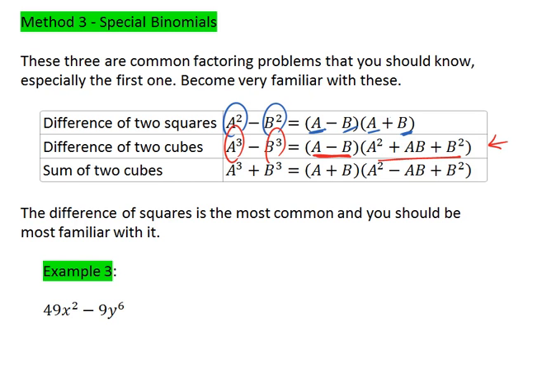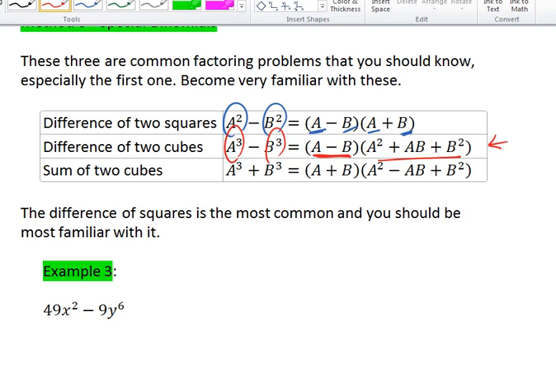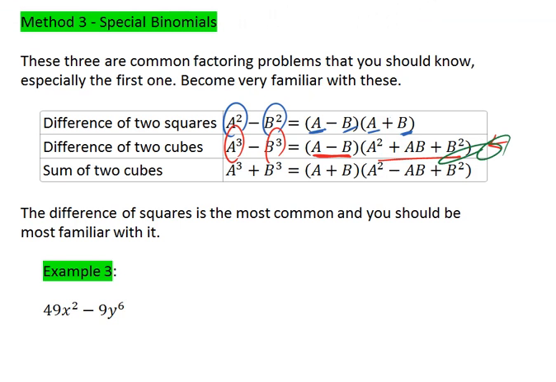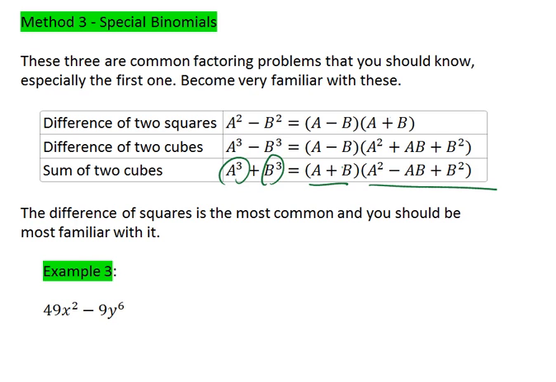This brings us to our last special binomial, and that is the sum of two cubes. In the sum of two cubes, we'll see two perfect cubes again, but this time they're being added. We see a very similar factoring to the difference of two cubes. We have A plus B, and then A squared, AB, B squared. What matters is that the first sign is a plus instead of a minus, and the next sign is a minus instead of a plus. So whatever way you can best remember that, commit it to memory, because this is really important.